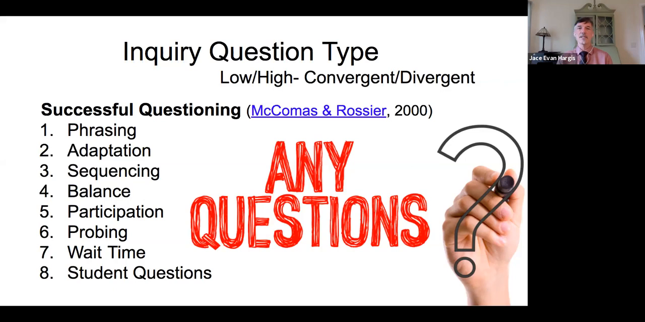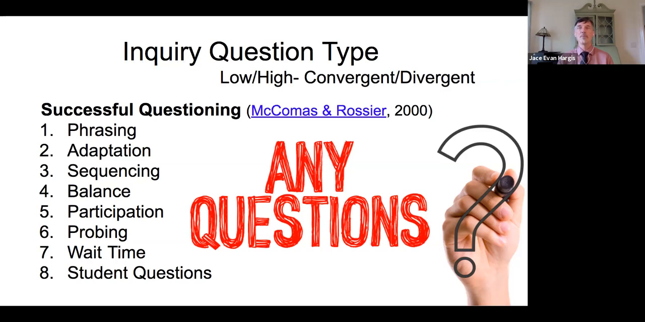And they talk about how to ask successful questions, whether it's how you phrase it or how you adapt it to different situations. Are you sequencing it? Again, that doesn't mean easier to more difficult. It means that there's intentionality about how and when you're asking these questions, because you know where you want them to be. Is there balance in your questioning? Are you asking some low and high? Some convergent and divergent? Again, this is not a recipe.